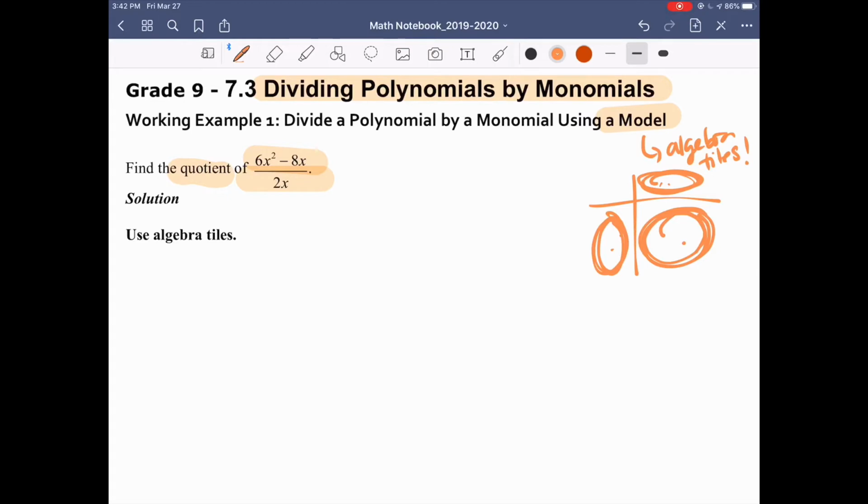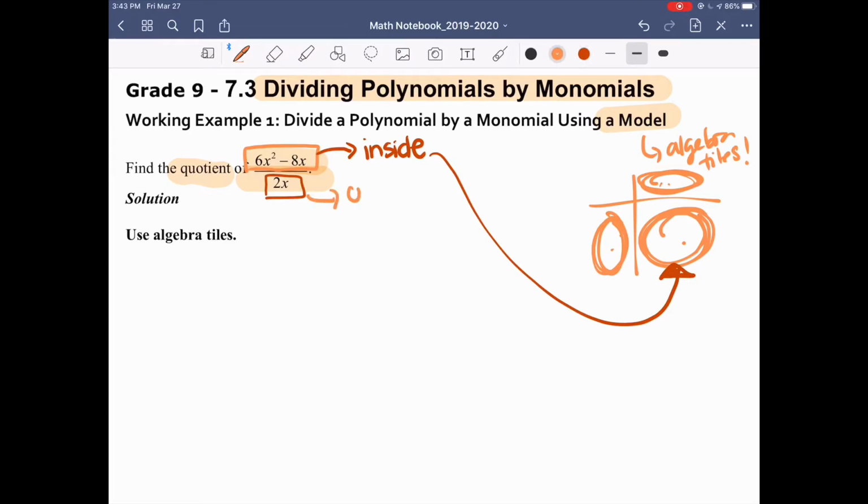So this top part right here, the 6x squared minus 8x, the top part of the division statement is always going to be drawn on the inside of the model. That would be this part right here. And the bottom term, 2x, is drawn on the outside. It can be drawn on the top or the side. It doesn't matter which one you do. That would be here or up here. So that's the first thing that you have to know.